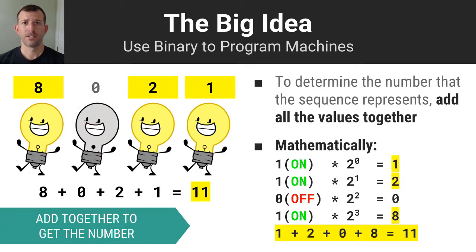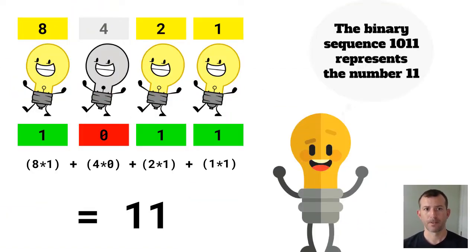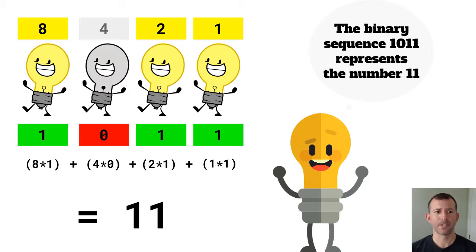To figure out the number that this sequence of bits represents, all I have to do is sum up the place values for the bits that are on, and I get the number I'm representing. In this case, I would add 8 plus 2 plus 1, and that gives me the number 11. In reality, what really happens is we take the symbol and we multiply it by the place value, and then we sum up the results of those operations to get 11.